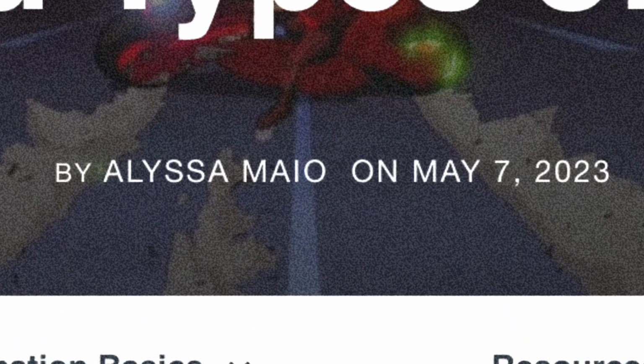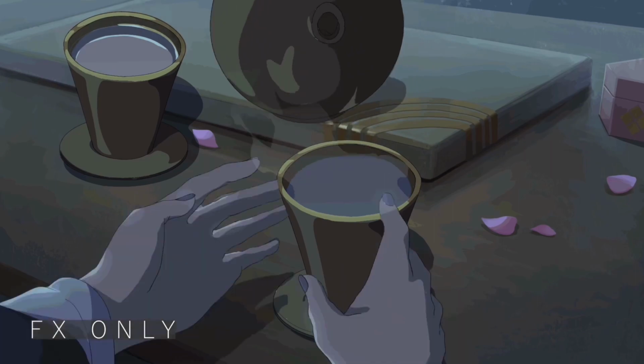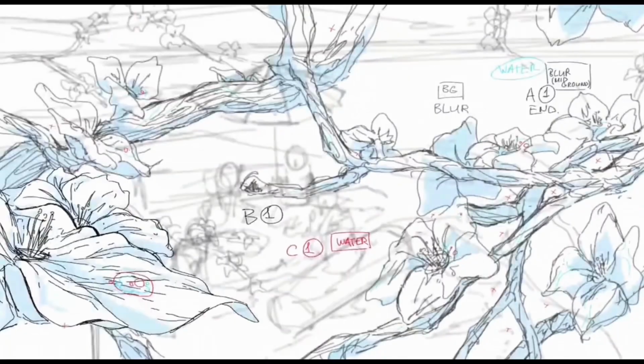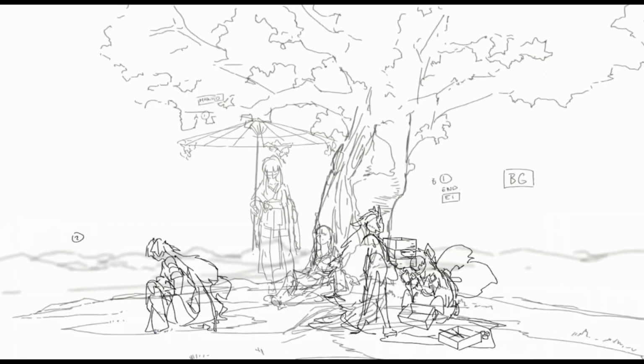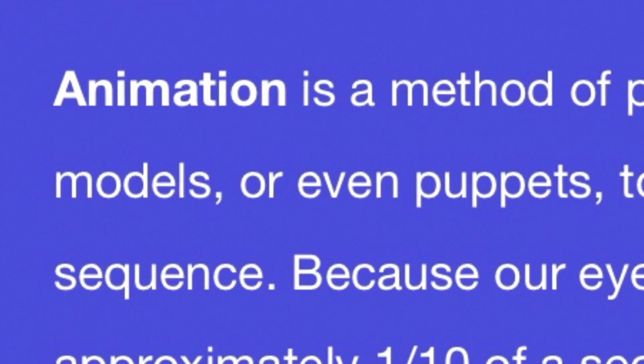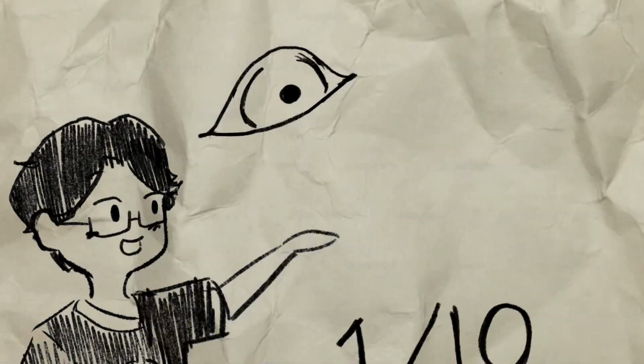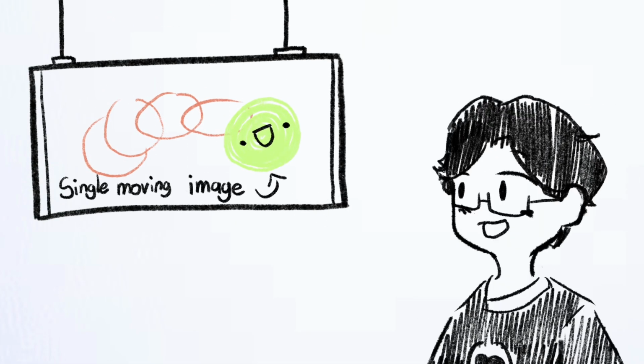According to Alyssa Mayo, animation has allowed storytellers to tell stories in unique ways. The visceral, fantastical worlds in animated films can reignite inspiration and the magic of stories no matter what age. But in her general definition, animation is a method of photographing successive drawings, models, or even puppets to create an illusion of movement in a sequence. Because our eyes can only retain an image for approximately 1/10 of a second, when multiple images appear in a fast succession, the brain blends them into a single moving image.